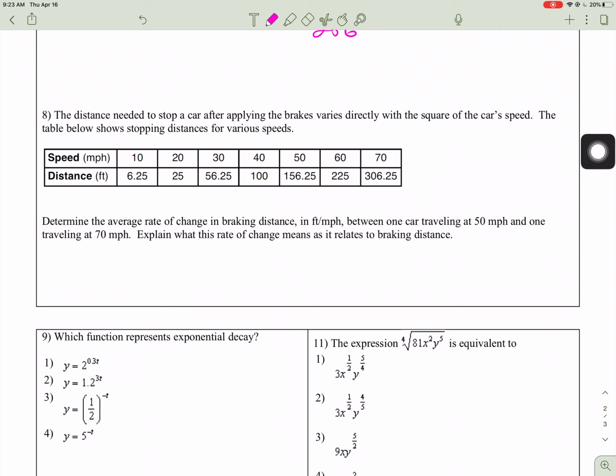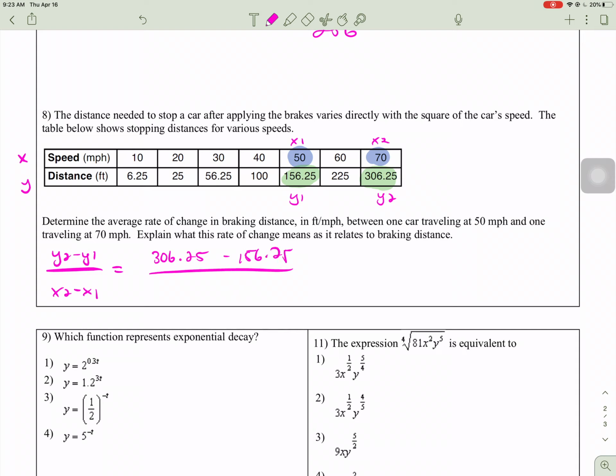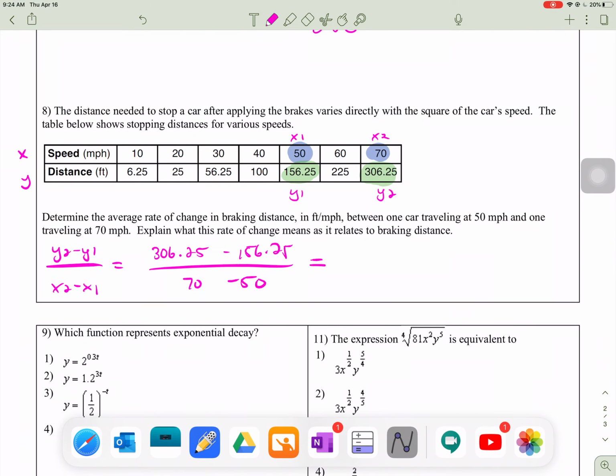It says determine the average rate of change between a car traveling 50 miles per hour and 70 miles per hour. So basically, remember, we're finding the slope between these 2 points. Your speed is your x and your distance is your y. So this is x1, this is x2, this is y1, this is y2, and you have to find the slope. So it's y2 minus y1 over x2 minus x1, which is 306.25 minus 156.25 over 70 minus 50. And you do this in the calculator. What is the average rate of change? Let's see.